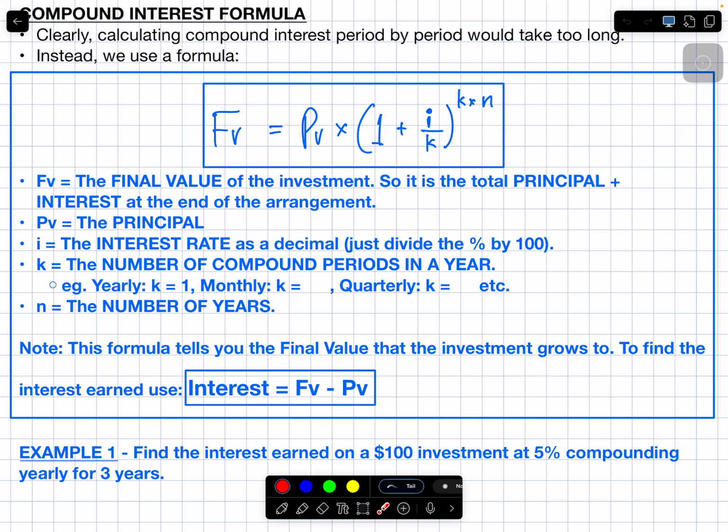So this formula here, let me read it out to you. FV equals PV times by, in brackets, 1, it's always 1, plus I divided by K, end the brackets, and then this, can you see it's in the top right? That's a power. So it's to the power of whatever K times by N is. What I'd like you to do, please, can you get that formula down, and then we will discuss what the letters mean. Because all you are doing when using a formula is you're plugging numbers into it.